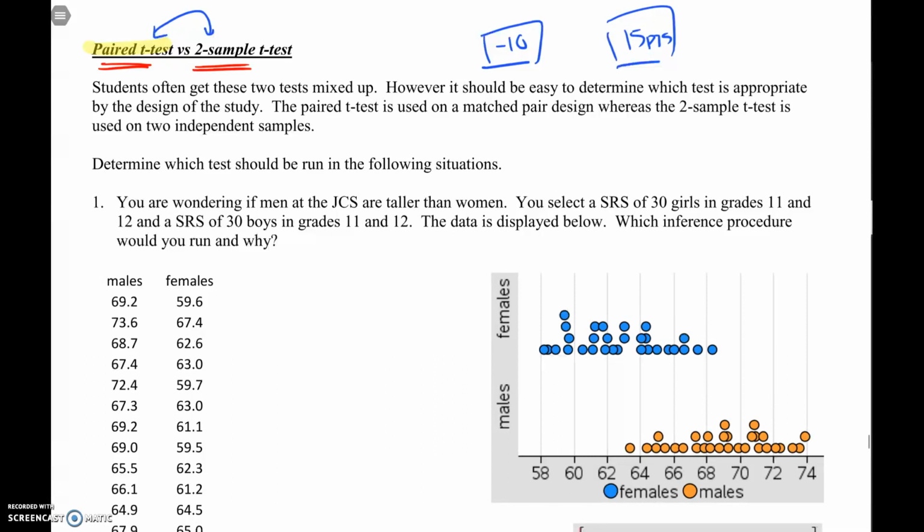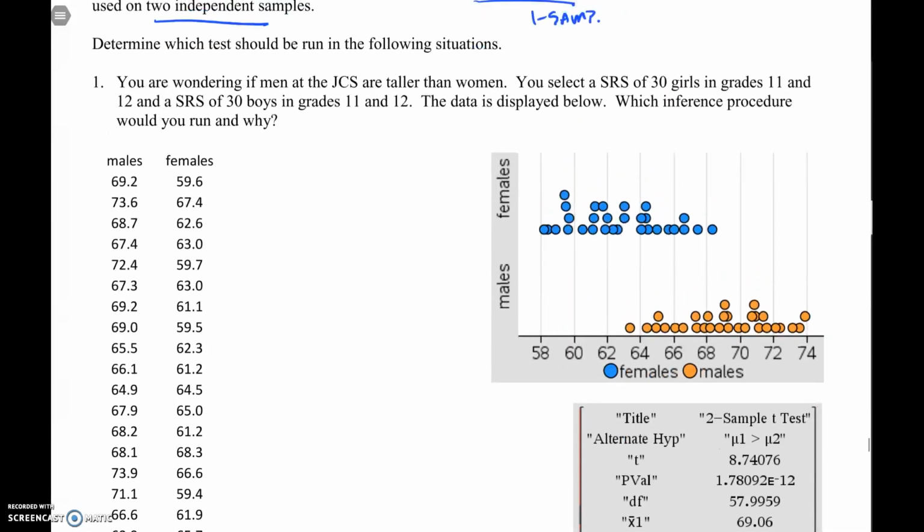However, it should be easy to determine which test is appropriate by the design of the study. A paired t-test uses a matched pairs design, whereas a two-sample t-test is used on two independent samples. A matched pairs test is a one-sample test. So you could just ask yourself, is it one sample or two? Let's take a look at this. Determine which test should be run in the following situations.